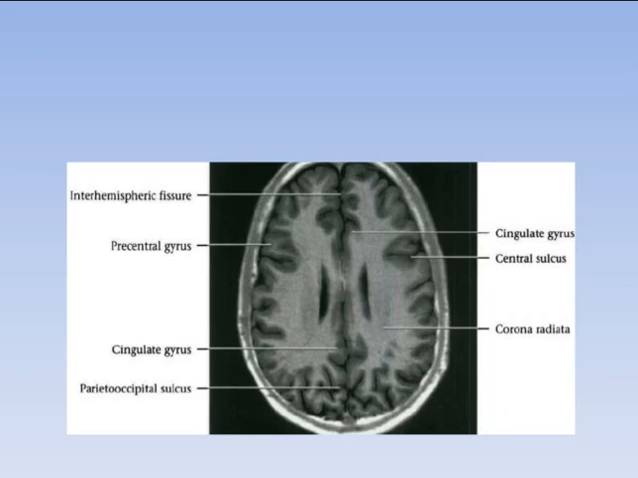Midline superior. Also here, the cingulate gyrus. The precentral sulcus, which is located anterior to the central sulcus, the interhemispheric fissure, which separates both right and left hemispheres, and the parieto-occipital sulcus, which separates the parietal lobe from the occipital lobe.